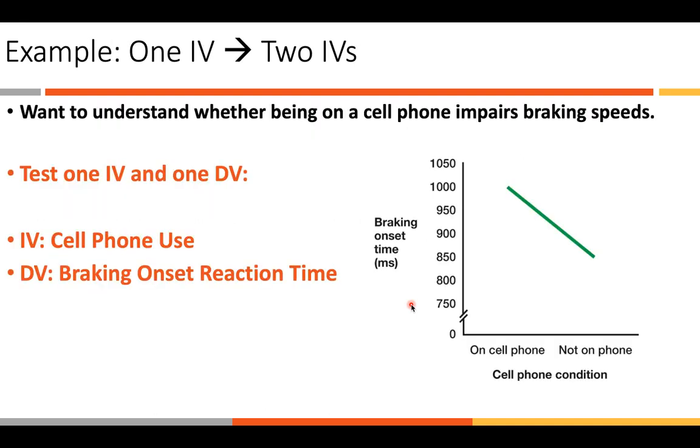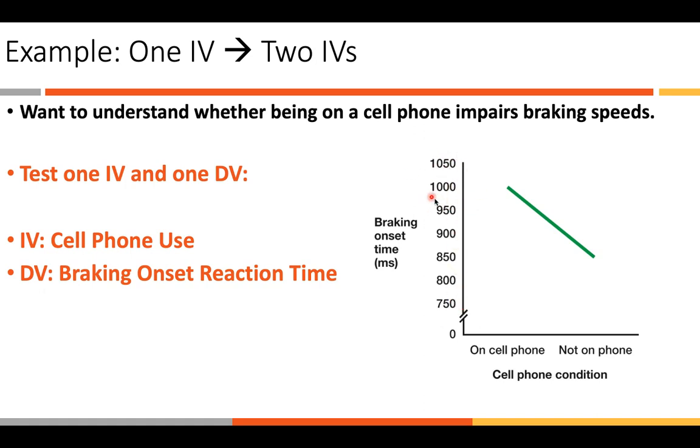So we're going to run through what an example might look like of turning a simple experiment with one independent variable into a factorial experiment that has two independent variables. So let's say I'm interested in cell phone use and driving safety. I think that people who use their cell phones, this is my independent variable, might have a difference in their onset of braking reaction time. That's my dependent variable. So here on my y-axis, I have braking onset time.